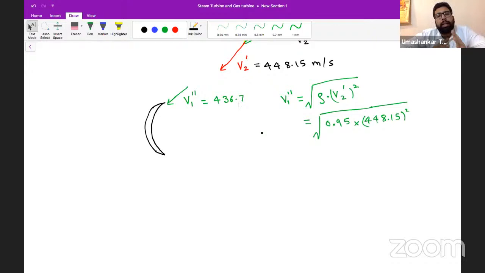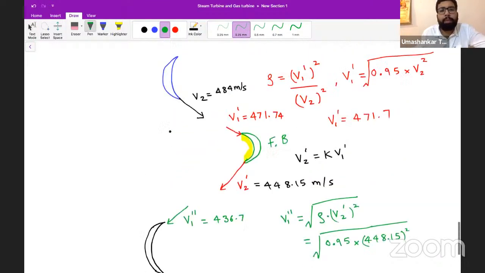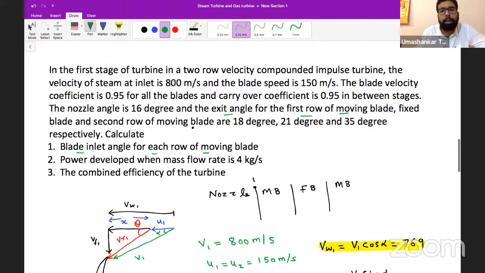This steam is entering the second row of the moving blade with this much velocity. Now, what will be the angle at which it is coming here? Now, let's go back to the question. So, what is given? The nozzle angle is 16 degrees. Do not use it here. This is the nozzle angle, which we have used. By this angle the steam was entering the first row of the moving blade.